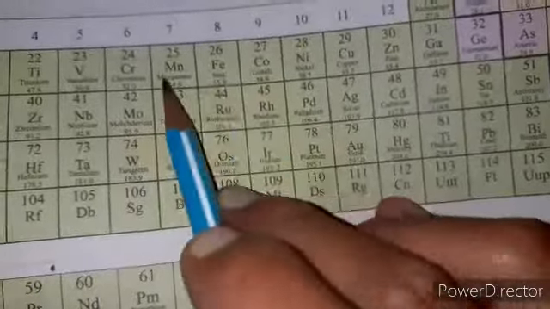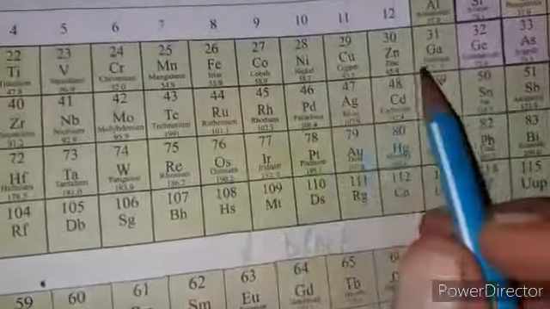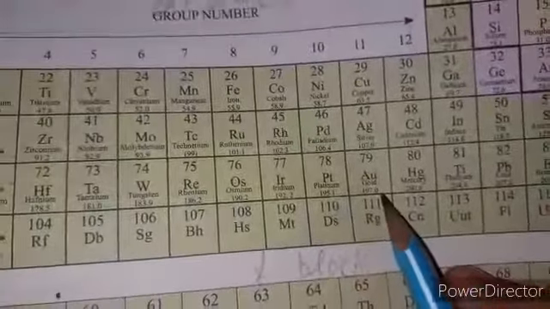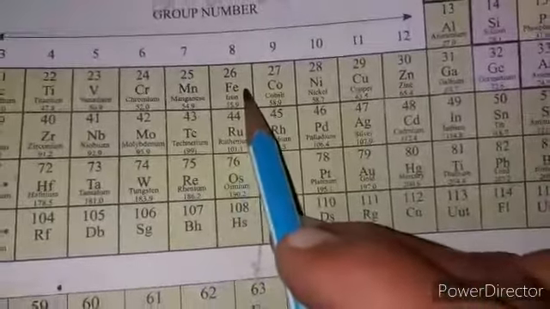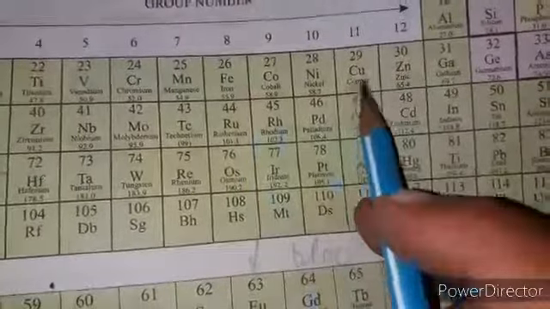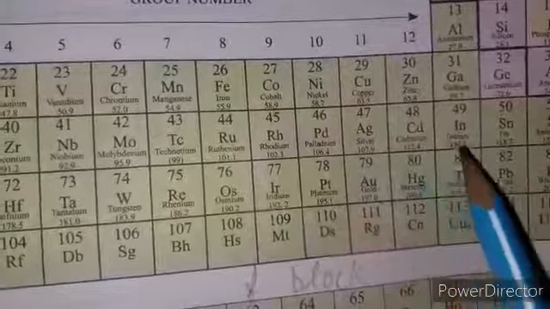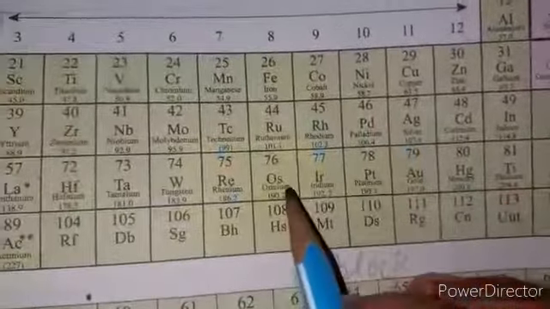For example, coinage metals: copper, silver, gold. Clear? Iron is the maximum usable metal. Copper is used for the transmission of electricity. Aluminium is also used. Zinc is a hard metal. So these are the metals.